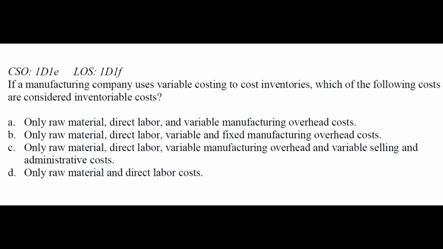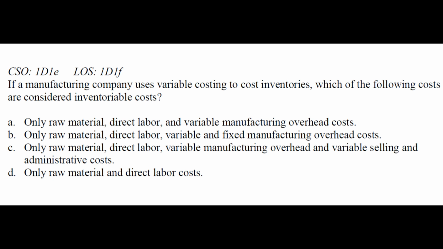This question tests the concept of variable costing, direct costing, and, specifically, which costs are treated as inventoriable, product, costs. Under variable costing, only manufacturing costs that vary with production are assigned to inventory. These costs become part of inventory on the balance sheet and are recognized as an expense, cost of goods sold, only when the products are sold. Students should distinguish between product costs and period costs.